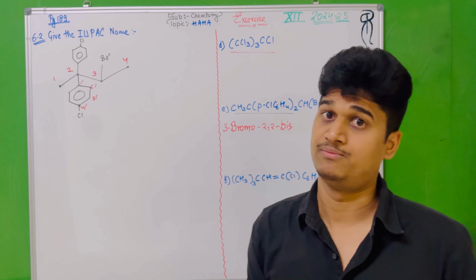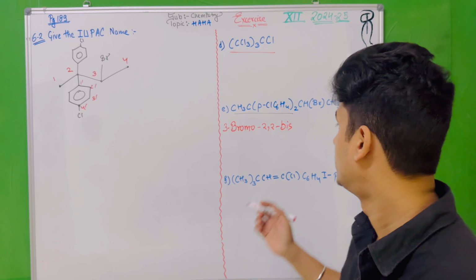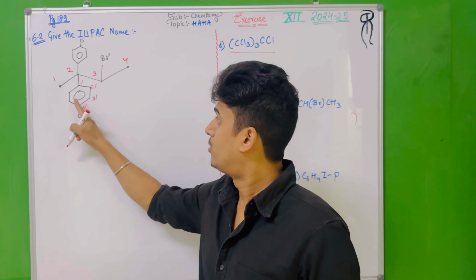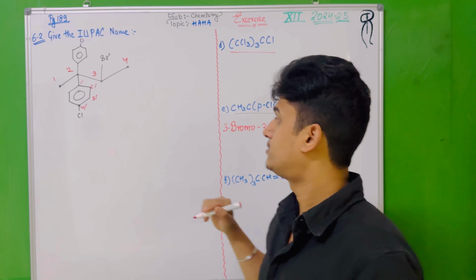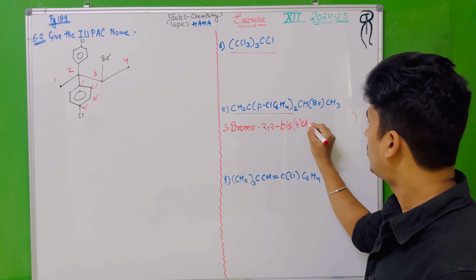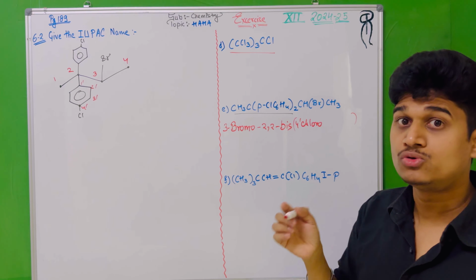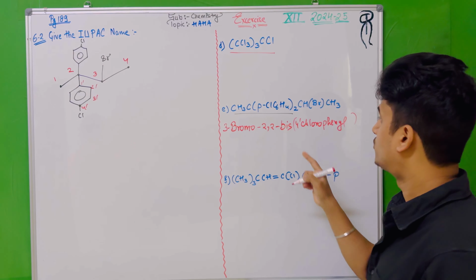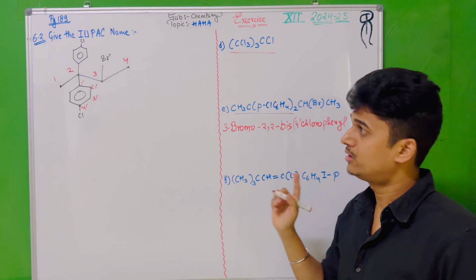So it means the same thing. Don't get scared, what is this new thing? Now since it is a big group, I'm going to use the bracket. 1 dash, 2 dash, 3 dash, 4 dash. What is the name of this? 4 dash chloro. When benzene is used as a branch, we use the word phenyl instead of benzene. So 4 dash chlorophenyl. Over.